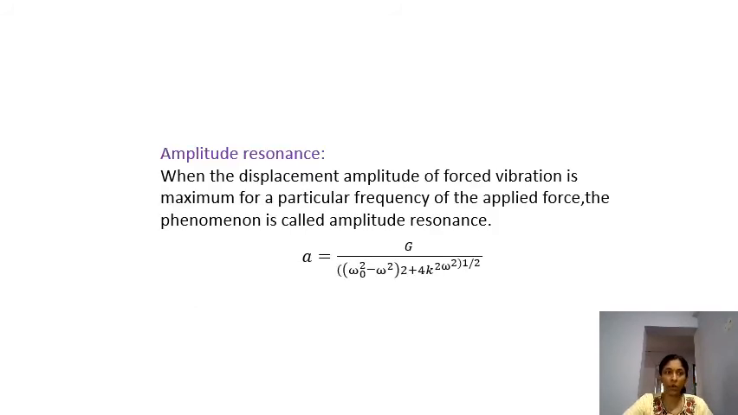Next one is amplitude resonance. The displacement amplitude of forced vibrations is maximum for a particular frequency. For a particular frequency, the amplitude displacement is maximum. That is called amplitude resonance, and it is denoted in the equation A equals G divided by the square root of (omega naught square minus omega square) whole square plus 4k square omega square. This is the standard equation used to denote the amplitude resonance.